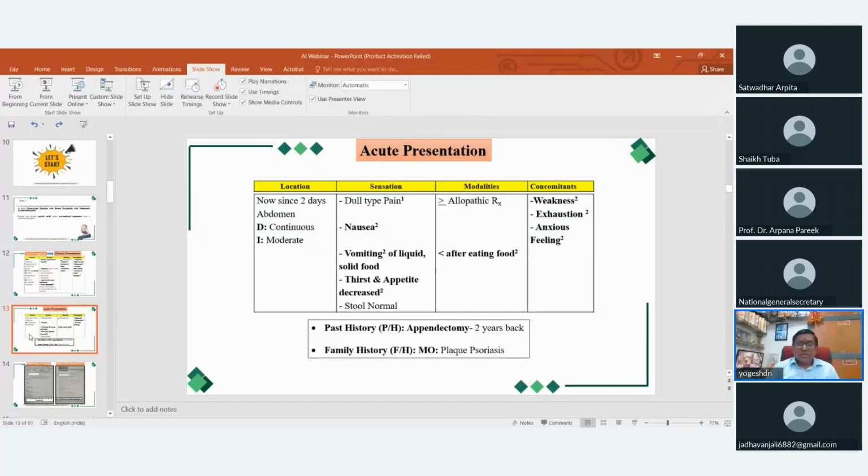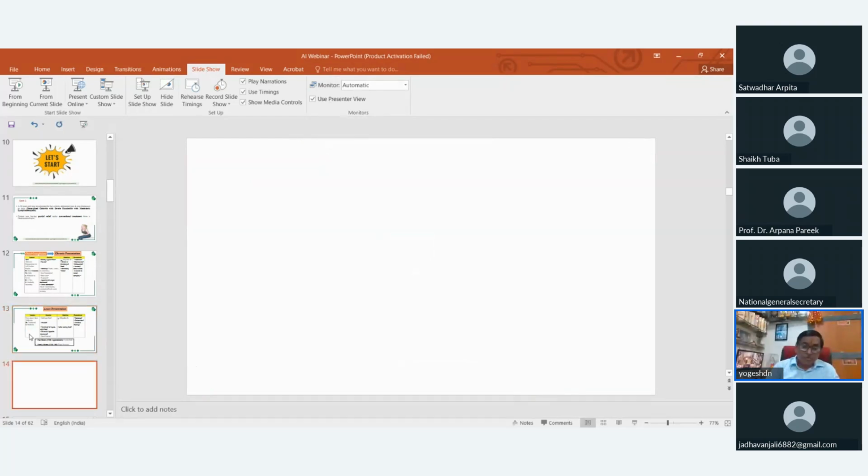Now here the past history, when I took as the same location has been involved, I felt that I should go for acute as well as chronic presentation, and as the patient was comfortable, I had explored her from both angles. So in that view, past history was inquired, appendectomy 2 years back, and in family history, mother is having plaque psoriasis. So this is the data that is available.